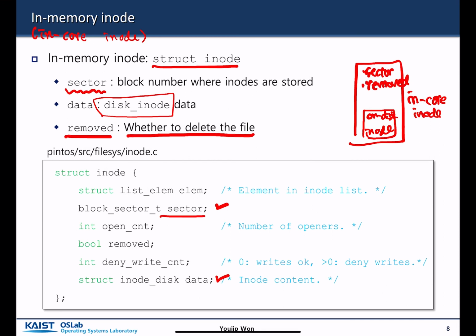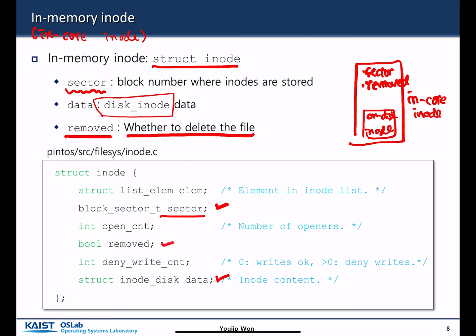Of course, the file can be deleted, but the operating system does not immediately deallocate the in-memory inode when a file is deleted. Normally, the operating system deallocates the in-memory inodes in an asynchronous manner. So when you delete the file, the operating system just marks that this in-memory inode data structure needs to be deallocated and does it later at some time. So that's what this is for.